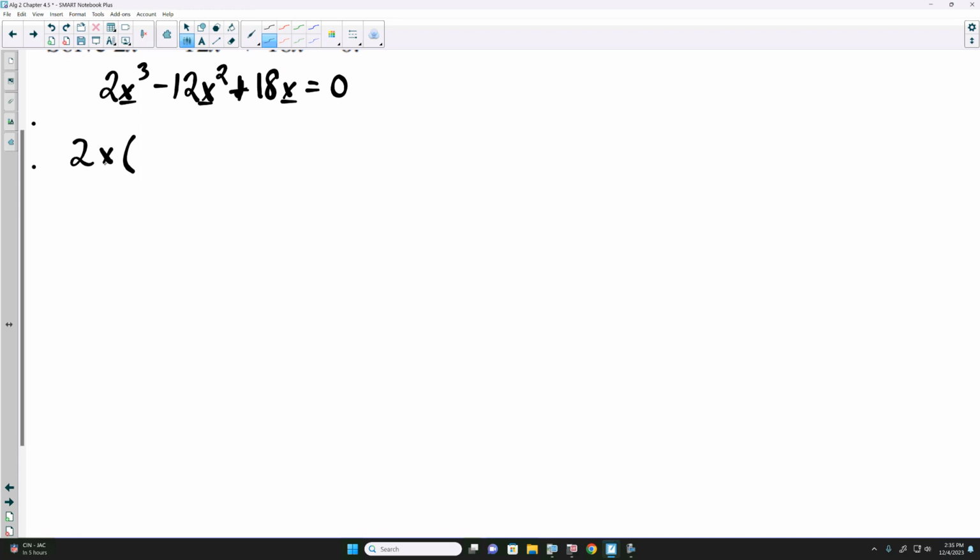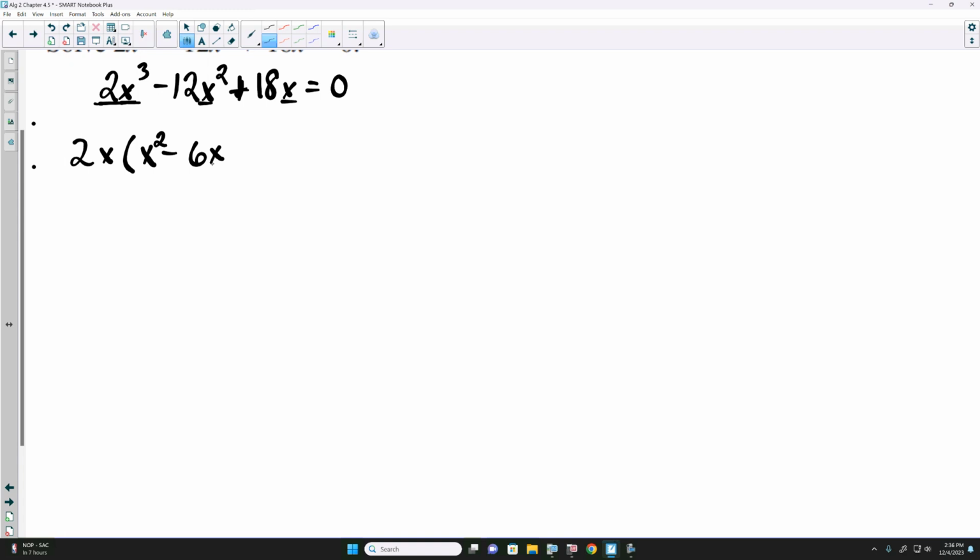And the number of x's we can take out is equal to the degree of the smallest one. Since the smallest one is x to the first, we can only take one x out. Because if we take 2x out of 2x cubed, 2 divided by 2 is 1. And if we take 1x away from x to the third, we're left with x squared. Minus, if we factor a 2 out of negative 12, divided by 2 is negative 6. And if we take 1x away from x squared, we're left with x.